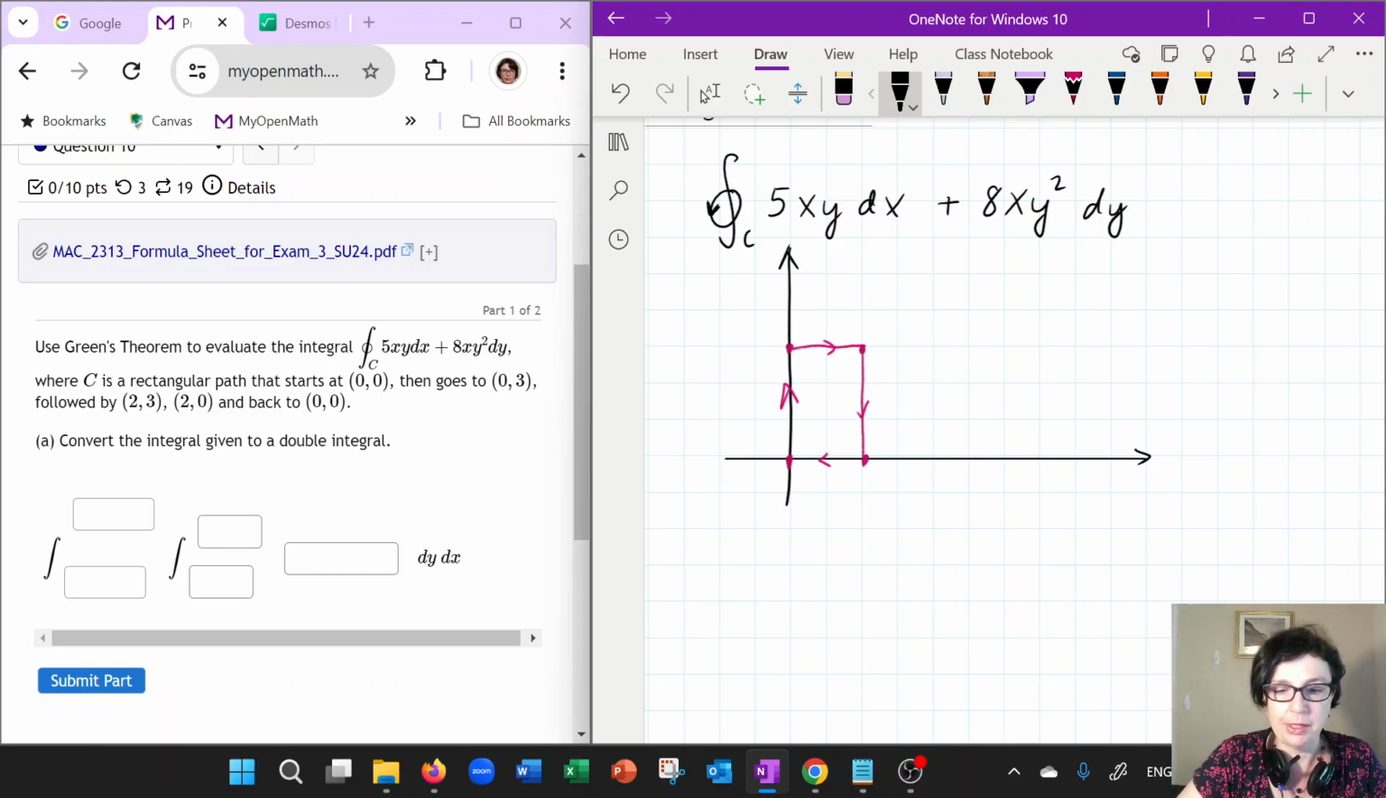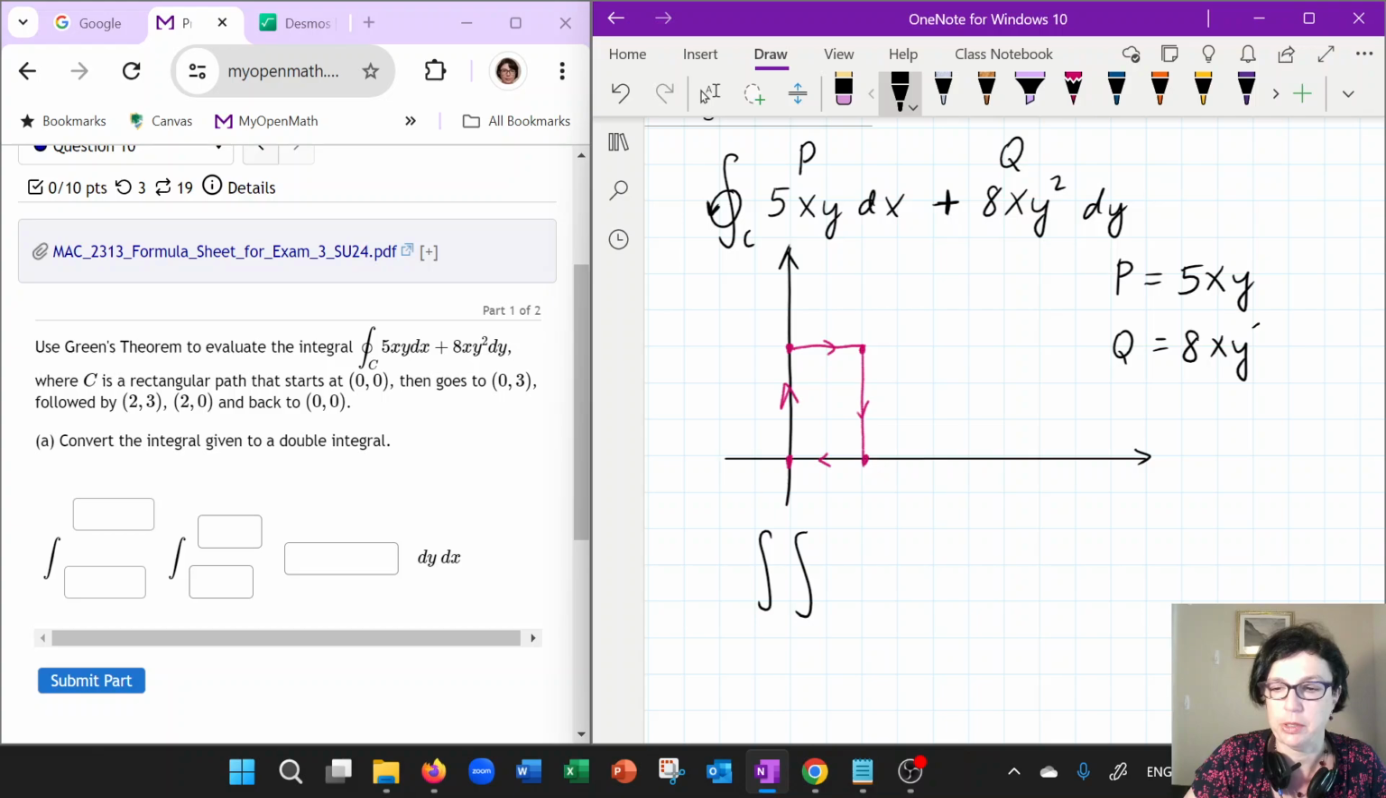Okay, so what does Green's theorem say? Green's theorem says that we can just find a double integral instead of the line integral that you see there, which, by the way, this would be P and this would be Q. Also remember that if this was a minus, that minus would be actually part of Q. But in this case, it's a plus, so I don't have that problem, but just remember that. Okay, so P equals 5xy, and then Q equals 8xy squared. P being what we're integrating with respect to x, and Q with respect to y.